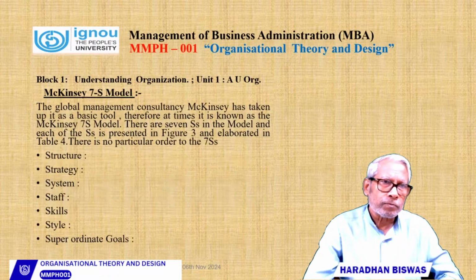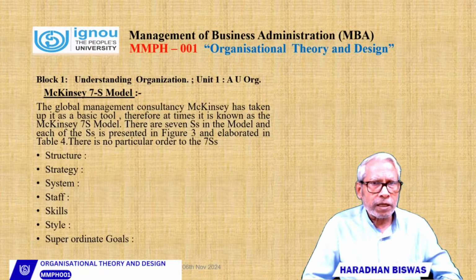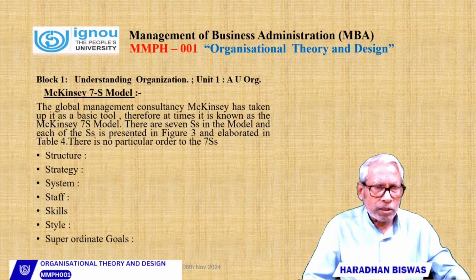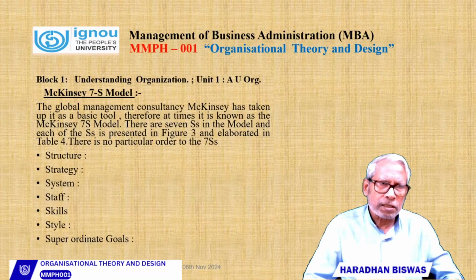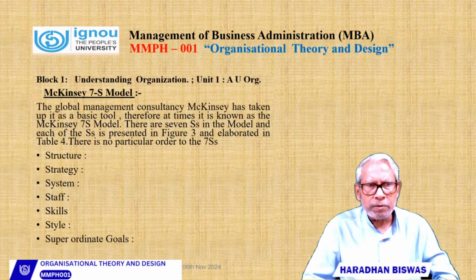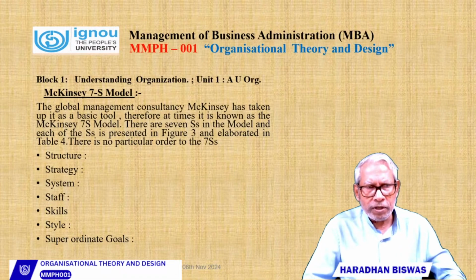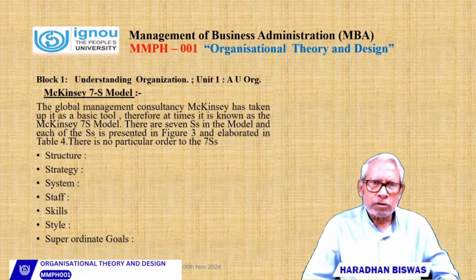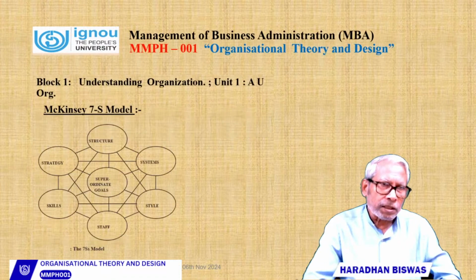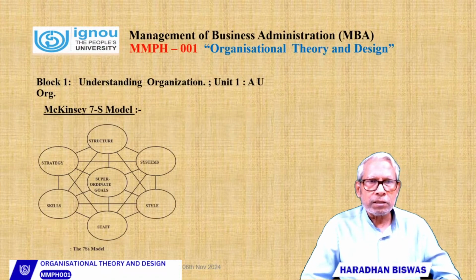Let's see the diagram. I will show the figure here. It is tabulated from the 7 S's: structure, strategy, systems, staff, skills, style, and superordinate goals. Every one of these begins with the letter S. That's why we call it the 7S model. See the diagram. That is the McKinsey 7S model.